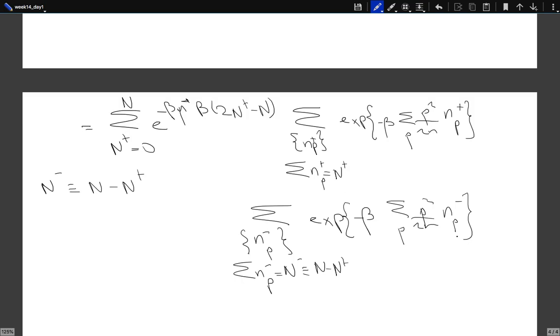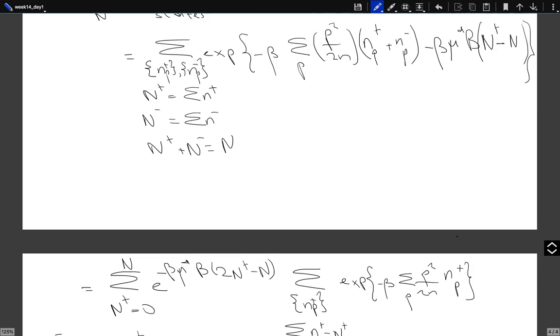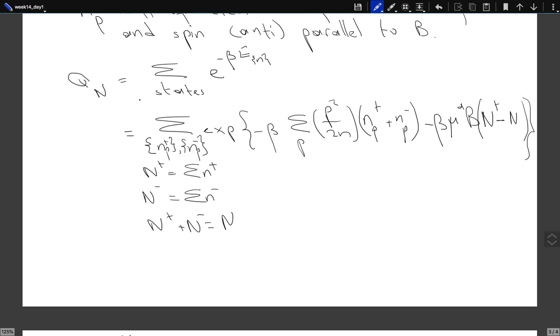Do you follow? You see, I have to sum over all these. The microstates are specified by the sets of numbers n_p plus and n_p minus. I have to specify how many spin-up electrons have which momentum, and how many spin-down electrons have which momentum. So that is what specifies my states. Of course, the number of electrons having spin up and the number having spin down have to satisfy certain constraints. Their total number is fixed because I'm in the canonical ensemble, not the grand canonical ensemble.